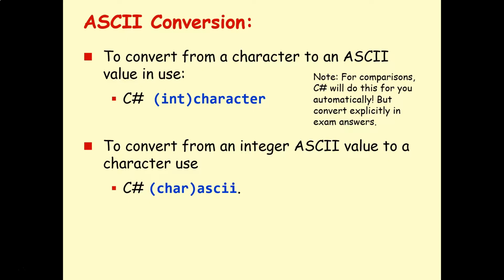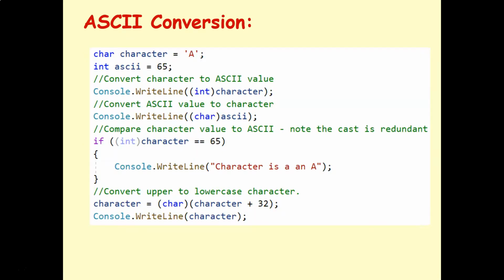If you have an ASCII value, an integer, and you want to convert that back to the original character, you can use the char feature. Just put that in brackets before the value, and it'll convert it over. So if we look at this example here, we have a character that's a capital A, and we have the ASCII value that is 65. If we want to convert the character A to an ASCII value, we can just use int. If we want to convert the value 65 to the letter, we can just use char.